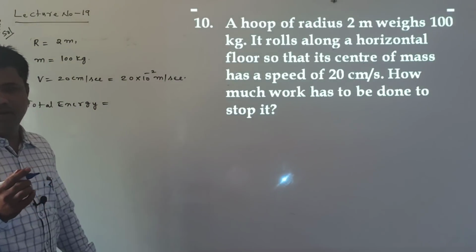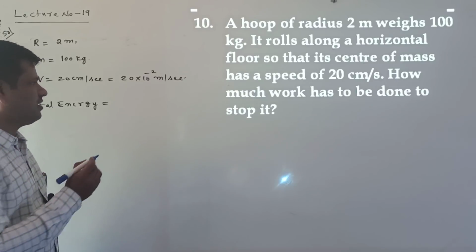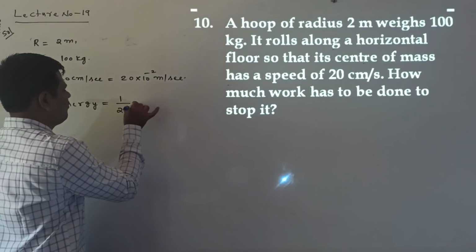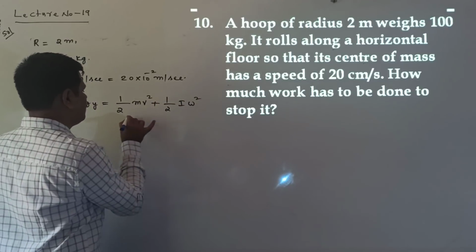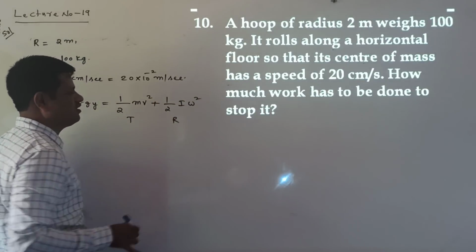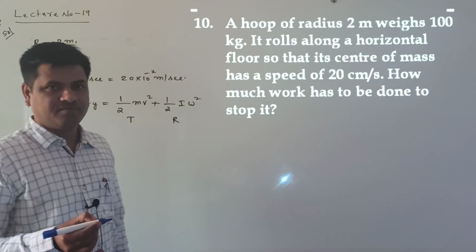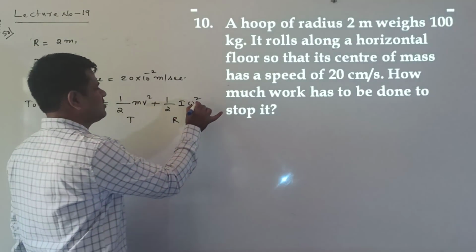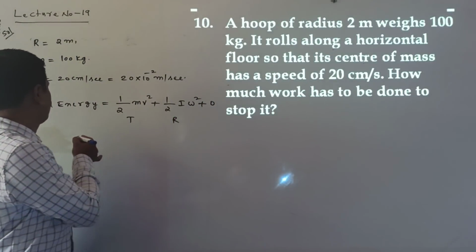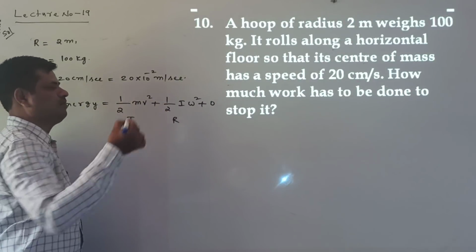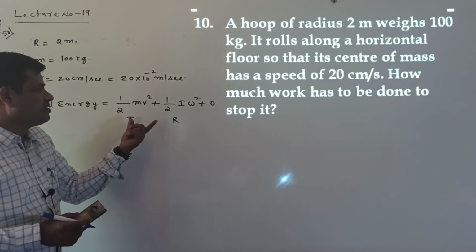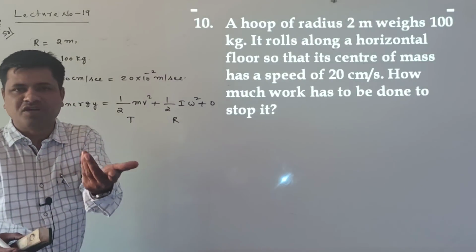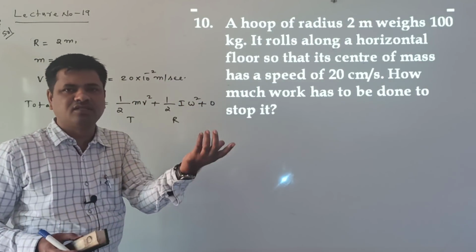Here I am writing the total energy. Total energy can be written as half mv square plus half I omega square. This is translational kinetic energy, and this is rotational kinetic energy. There is no potential energy. Potential energy is 0. Total energy is nothing but the sum of kinetic energy and potential energy, but on the floor potential energy is 0.